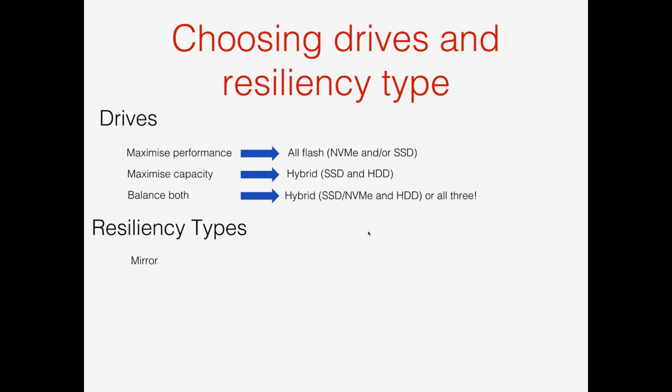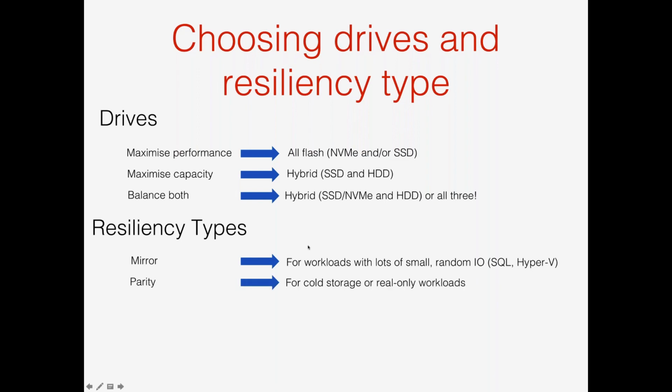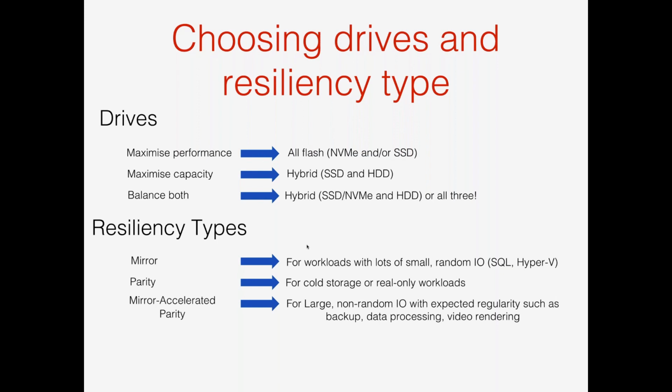And your resiliency type, this is equivalent to what you would use as RAID in a traditional setup, right? So you have your mirror, either 2-way or 3-way mirroring. And as noted here, Hyper-V really appreciates the mirroring setup. Parity is for your cold storage, or stuff that you do not need to access, at least not at very high performance. And then the mirror accelerated parity can be used for certain workloads.